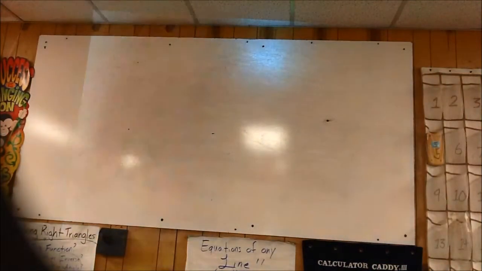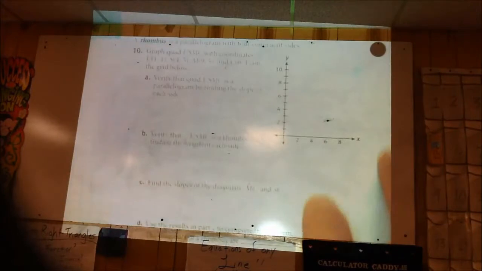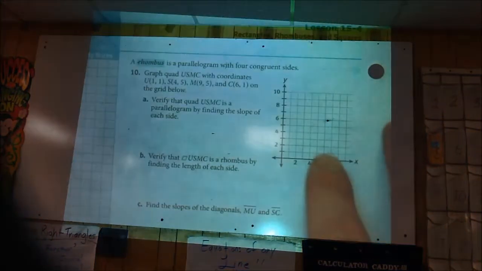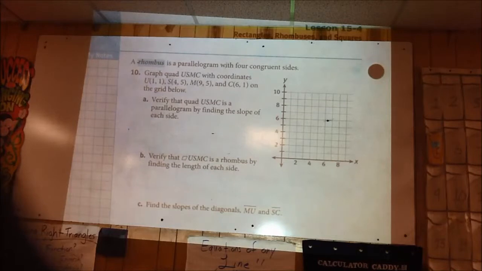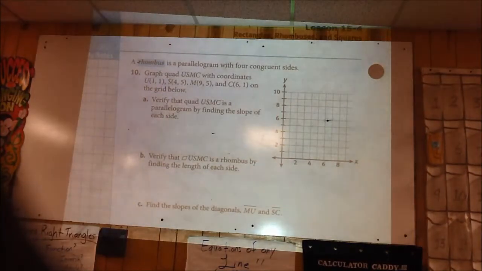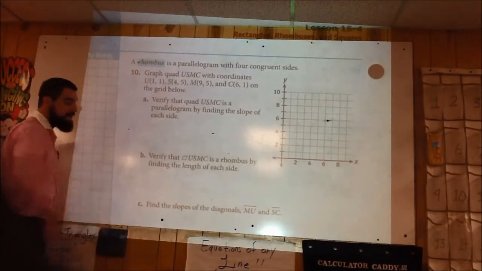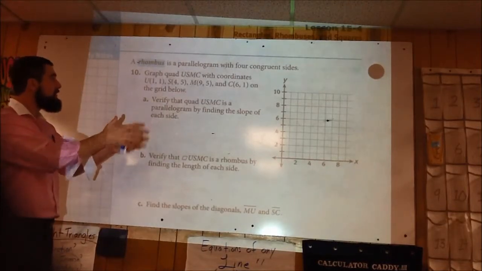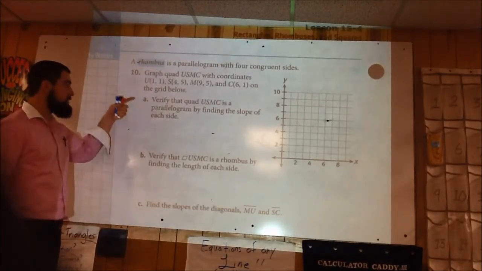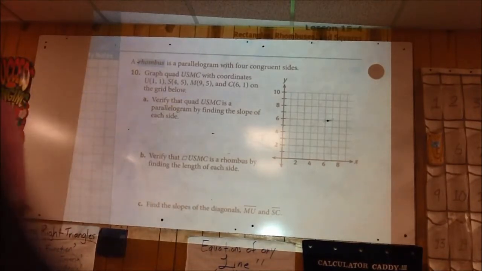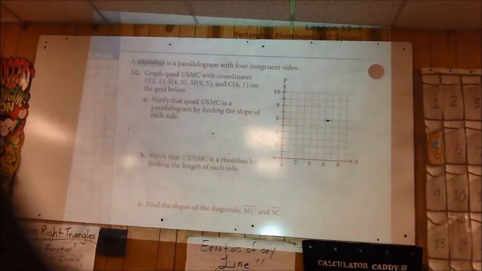So that takes us to our next shape on page 218. Page 218 introduces us to a rhombus. A rhombus is a parallelogram with 4 congruent sides. We just got done with the parallelogram that had 4 congruent angles. Now we're dealing with a parallelogram with 4 congruent sides. I want us to answer A, B, and C. So graph this quadrilateral, and then all you're doing is finding slope and finding distances. So on your own, please answer 10, part A, B, and C.